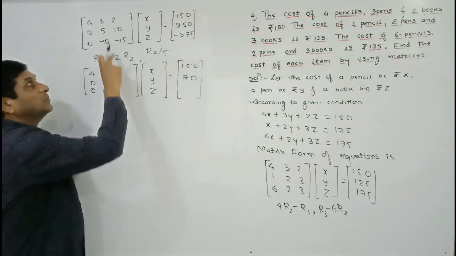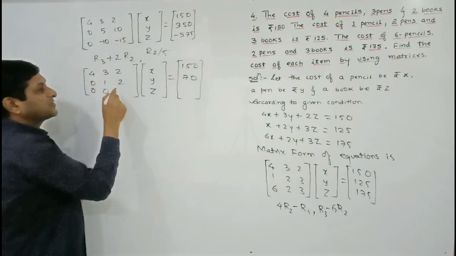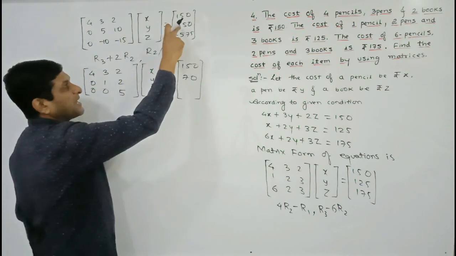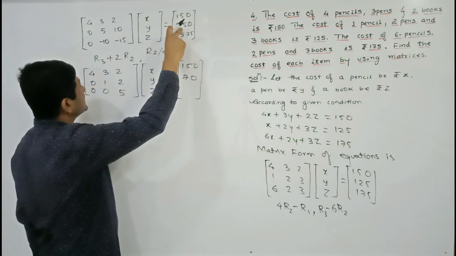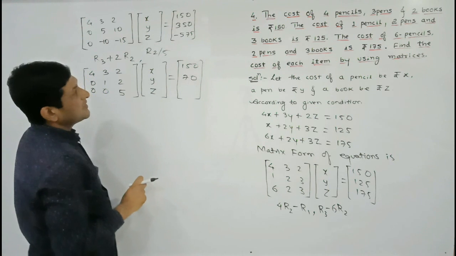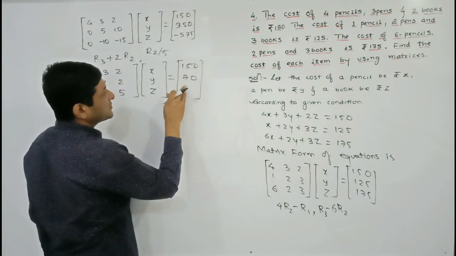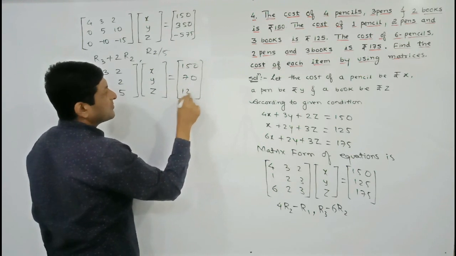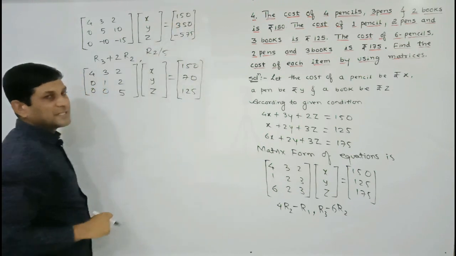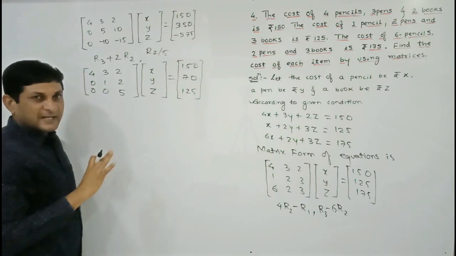Multiply R2 by 2. So 2 into 10 will be 20. 20 minus 15 will be 5. Multiply by 2. Here we will get 700 minus 575, which will be equal to 125. Now this matrix becomes an upper triangular matrix.